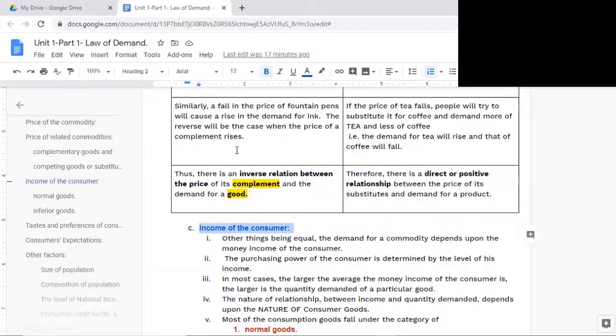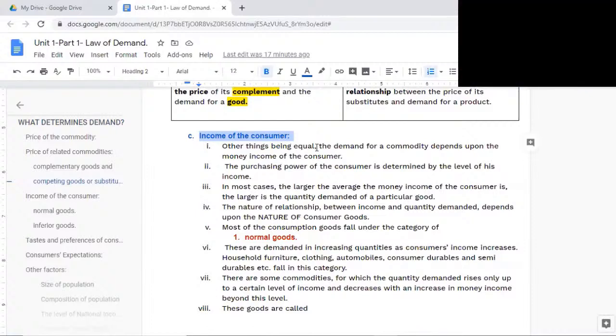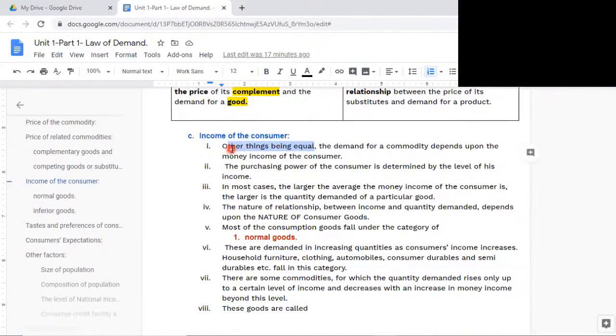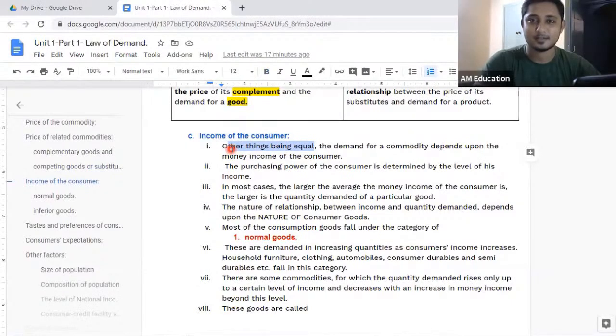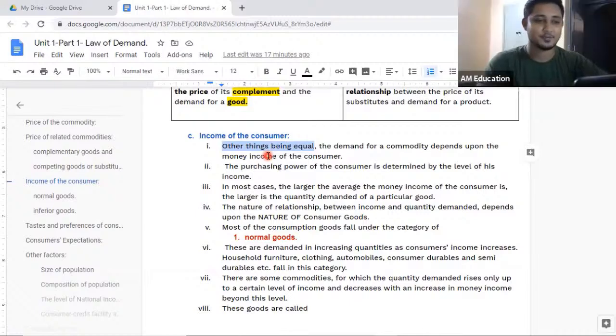So other things being equal, what is meant by other things being equal? What is the substitute for that phrase? Being constant. The Latin term, ceteris paribus. Yeah, that's what I was saying.